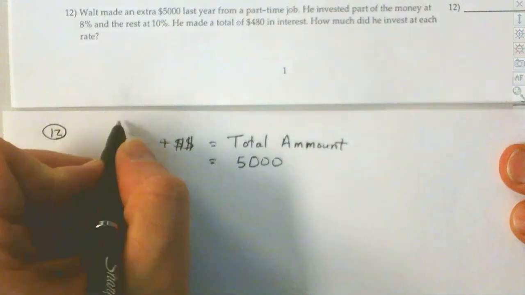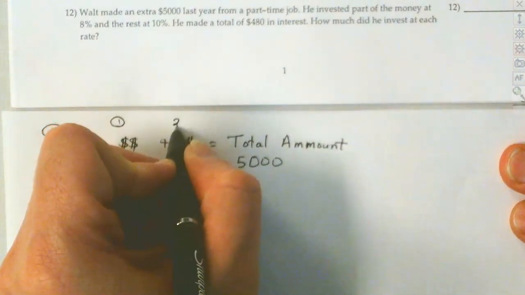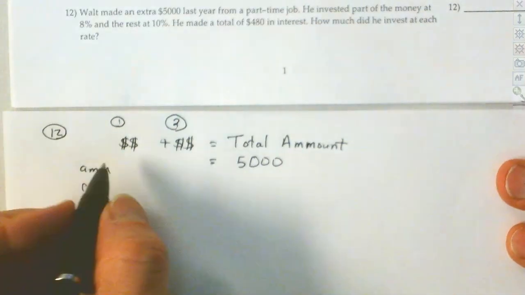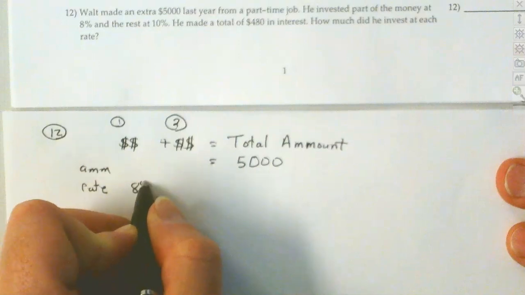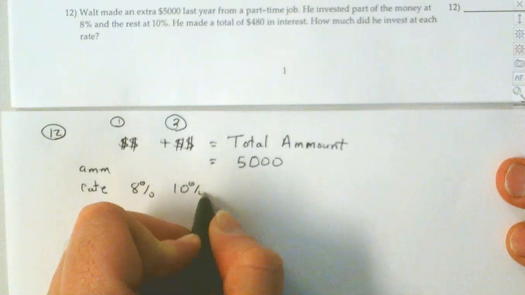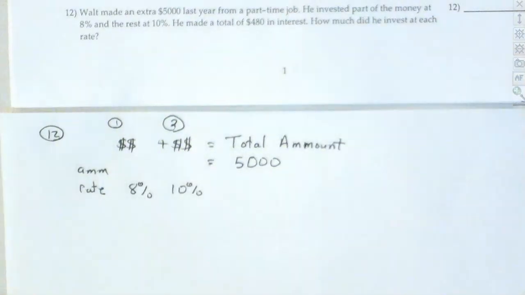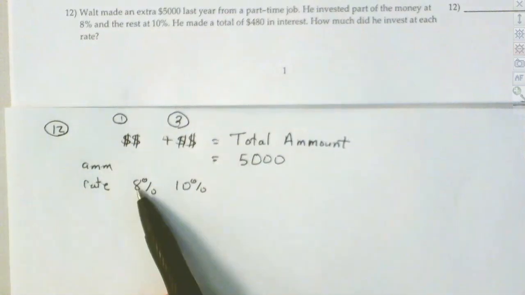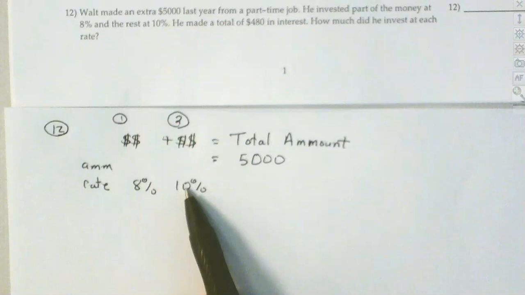And we've got it in 2 separate funds. So then we took that $5,000 and we put part of it at 8% and the rest at 10%. Is everyone okay with how I did that? Okay, so we've got the $5,000 total. That's here. We've got an 8% account and we've got a 10% account.